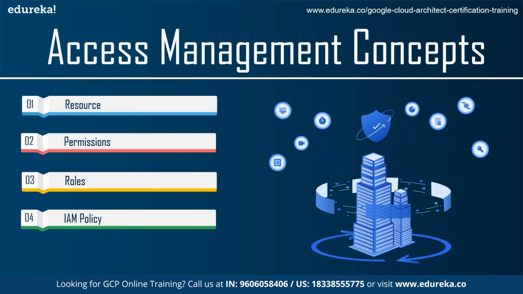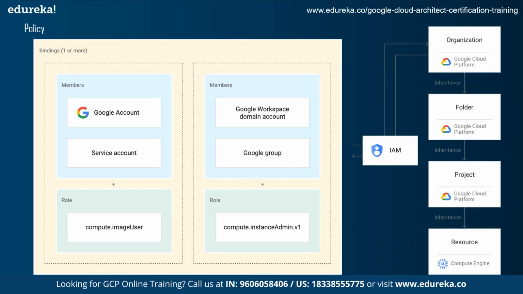Now the next one is IAM policy. You can grant roles to users by creating an IAM policy, which is a collection of statements that define who has what type of access. A policy is attached to a resource and is used to enforce access control whenever that resource is accessed, as you can see here. An IAM policy is represented by the IAM policy object. An IAM policy object consists of a list of role bindings. A role binding binds a list of members to a role.